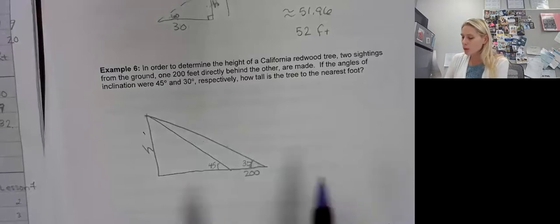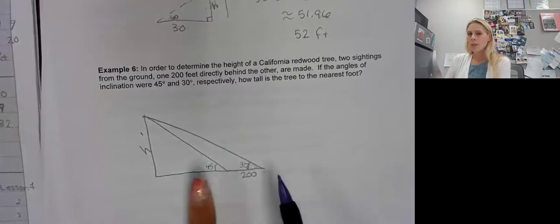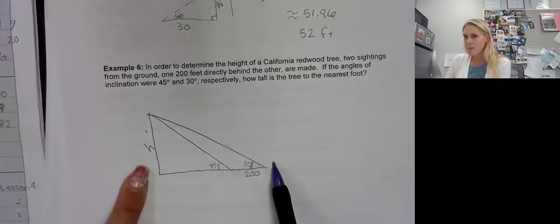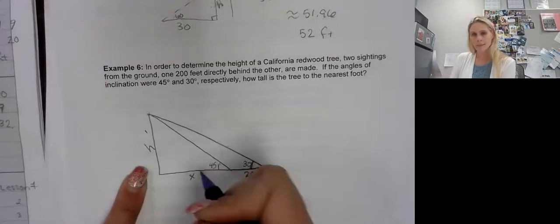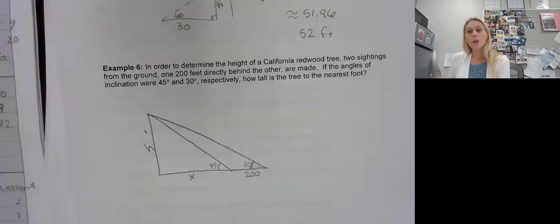Our problem is we only know this length. We don't know the full length, and we need the full length for that second triangle to do anything for us. So we have an unknown. I'm going to make that x. All right, for both of our triangles, we are going to make a separate trig equation.